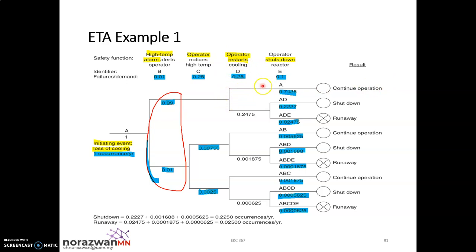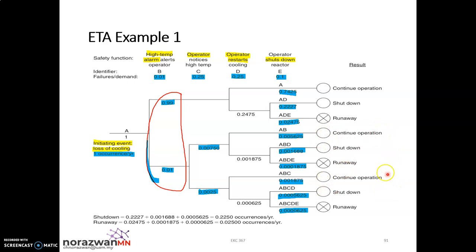Okay, so there is no runaway or high temperature condition anymore. Okay, the second function is when the safety function is only failed at B. When the high temperature alarm is failed, but the operator notices and he restarts the cooling water, so you can still continue your operation.